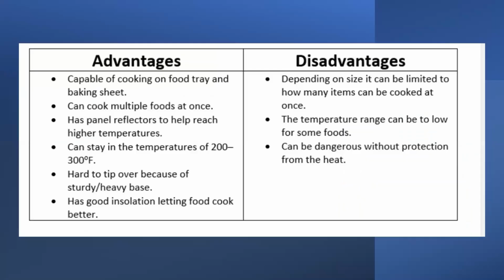The advantages include being capable of cooking on a food tray and baking sheet. It can cook multiple foods at once. It has panel reflectors to help reach higher temperatures. It can stay at a temperature of 200 to 300 Fahrenheit. It is hard to tip over because of a sturdy, heavy base. It has good insulation, letting food cook better.